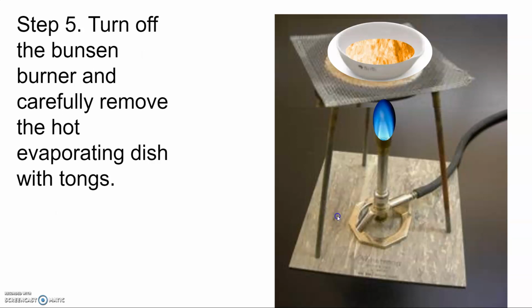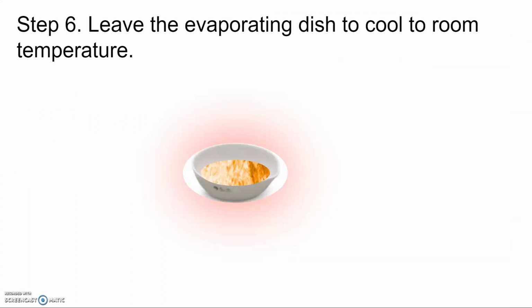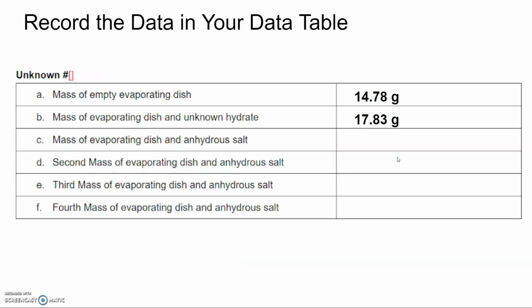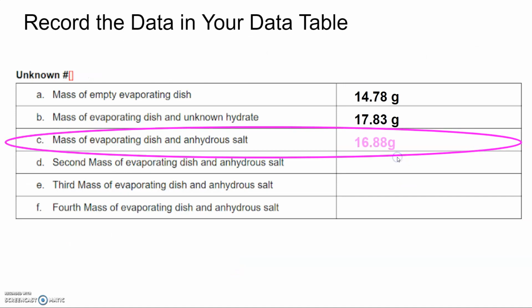Let's turn off our Bunsen burner, and carefully remove the evaporating dish with some tongs because it's pretty hot. Before we weigh it again, we have to wait for it to cool down. All right, it's cooled down to room temperature. We can now reweigh it on the scale, and we get 16.88 grams. As you can see, the mass has gone down. We record 16.88 grams in the third column of our data table.